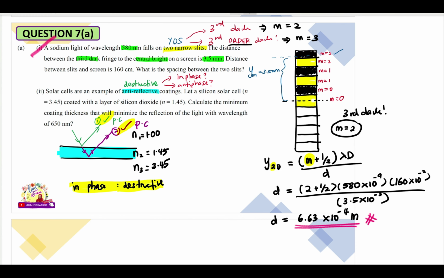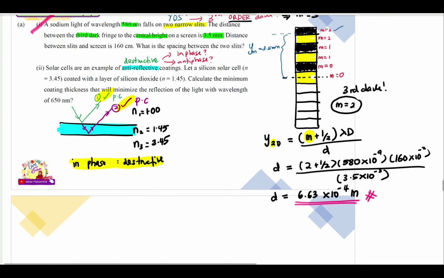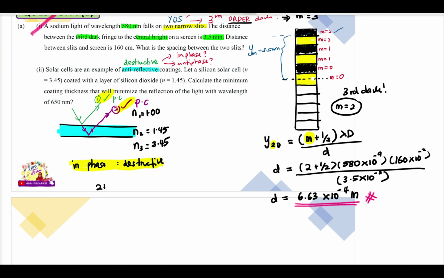Kita nak kira the minimum coating thickness that will minimize the reflection of the light. Okay, so we use equation in phase disruptive. Okay. And kalau equation itu m plus half, so remember m would be equal to 0 because we want to calculate the minimum thickness. Okay. Therefore, T is equal to, so kita masukkanlah nilai kita. Alright, so m kosong half, so akan jadi 0.5 lambda.